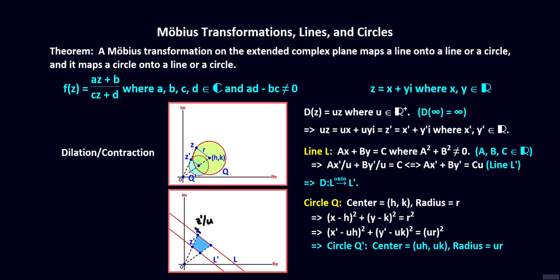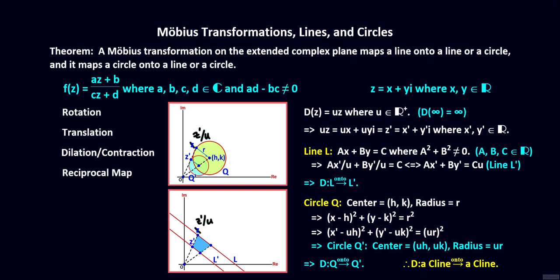Every point z prime, this time on circle Q prime, has the corresponding point z, which is equal to z prime over u, on circle Q, such that D of z equals z prime. And so dilations and contractions map circles onto circles. Combining this result with the result for lines, we have that dilations and contractions map clines onto clines. Now that we have shown that each of these transformations maps clines onto clines, we therefore conclude that Möbius transformations map clines surjectively onto clines.